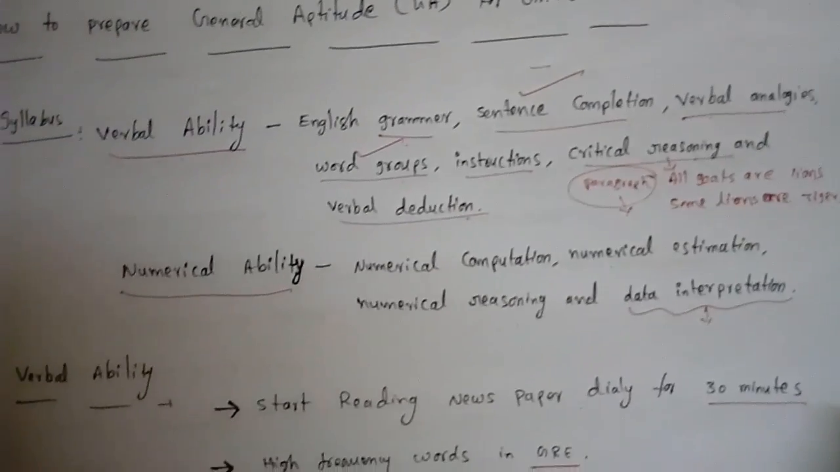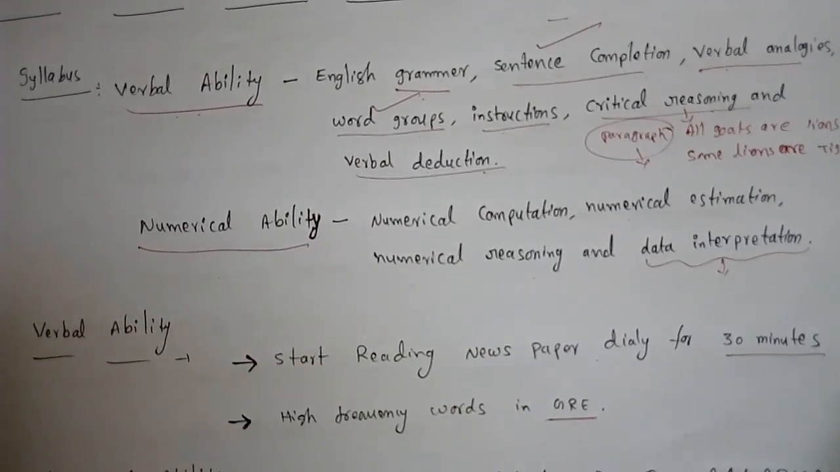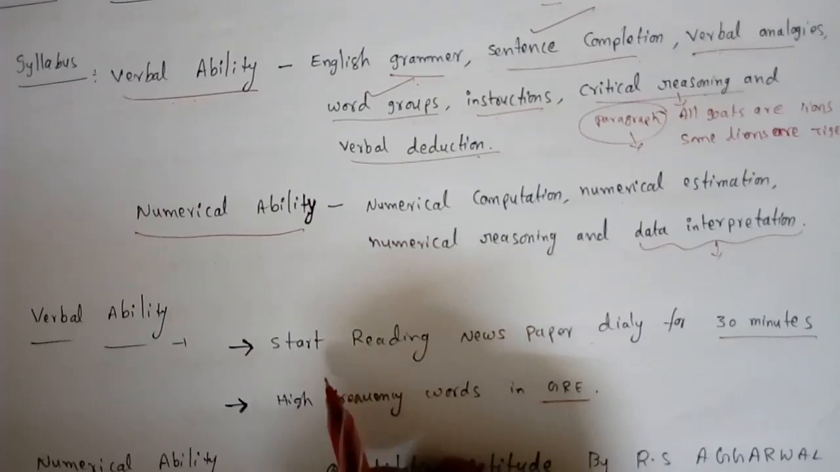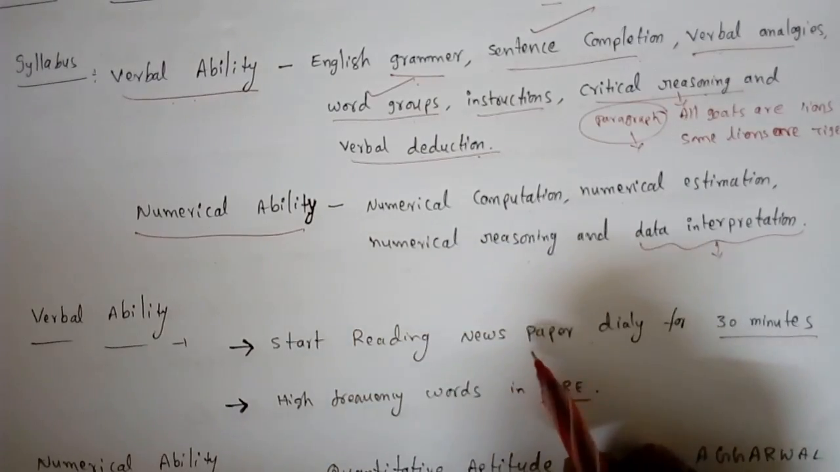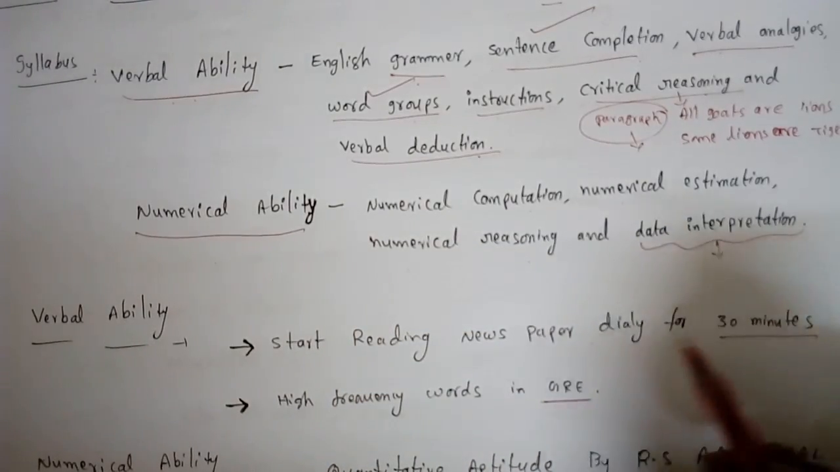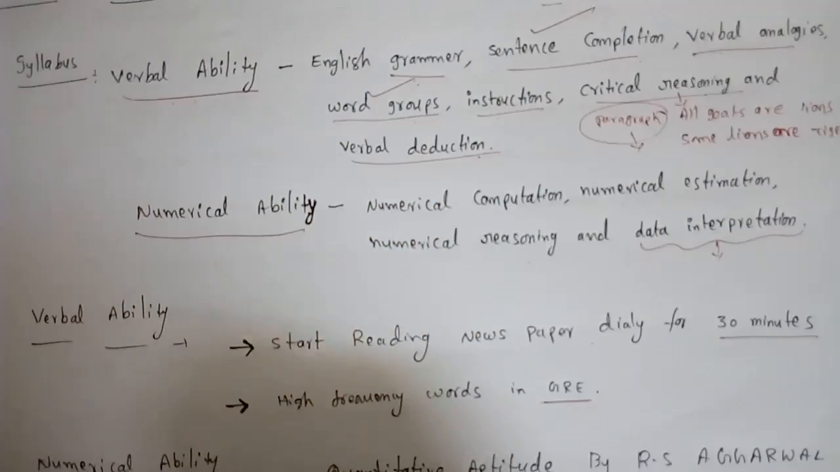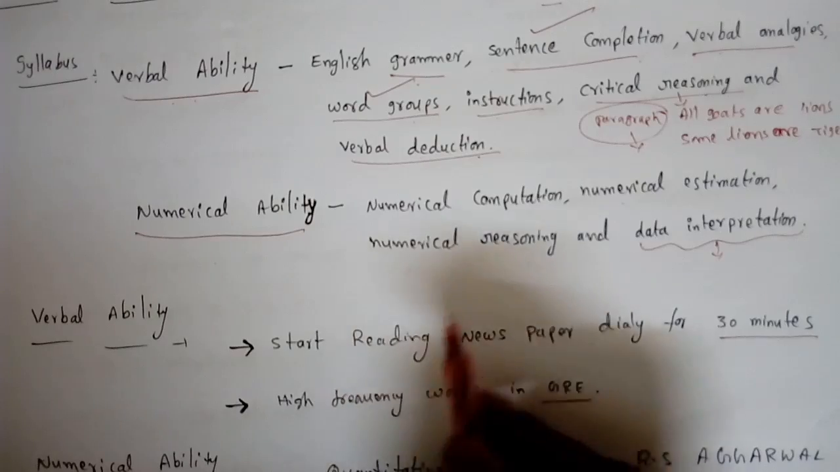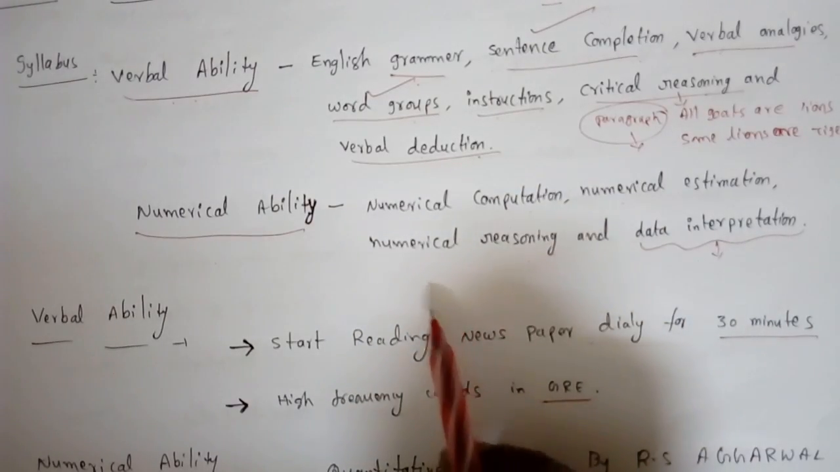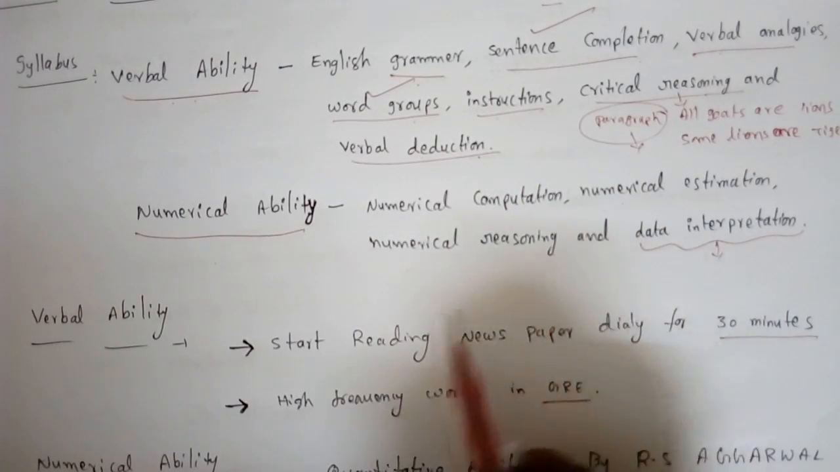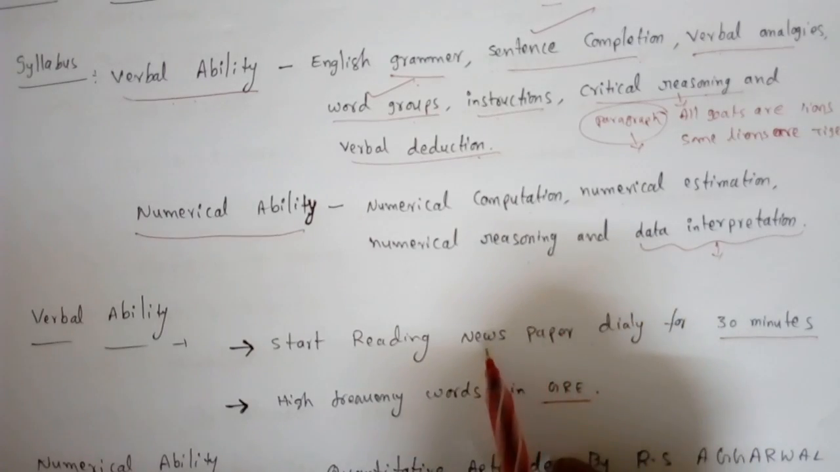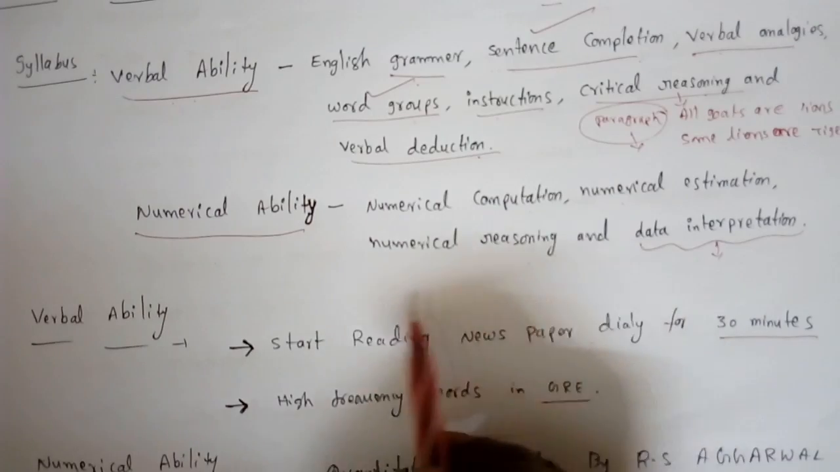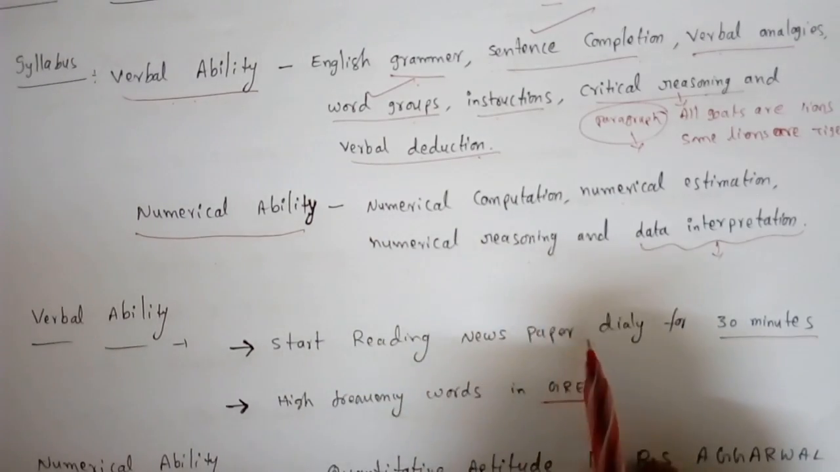Now for preparing verbal ability, there is no specific material, so this is generalized. When you start reading the newspaper, suppose for 30 minutes, you can easily solve 2-3 questions from the verbal ability, that is for sure. You have to read 2-3 paragraphs daily, whichever paragraphs you choose, or you can even read only the titles, the main headings, that will be very helpful.